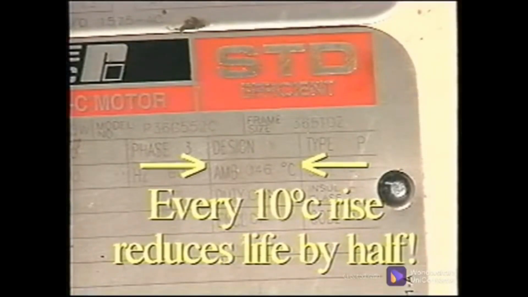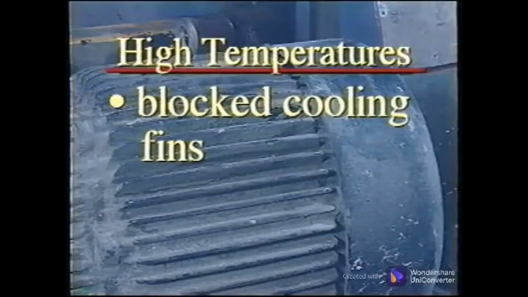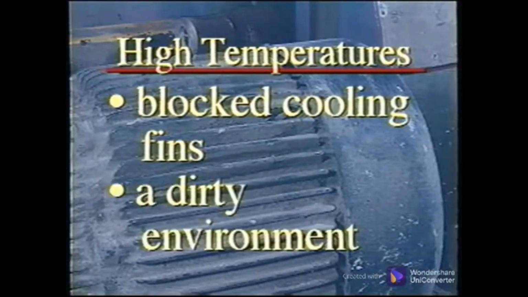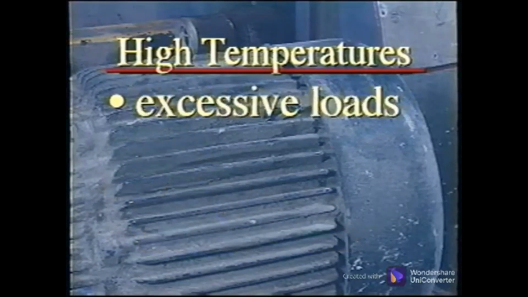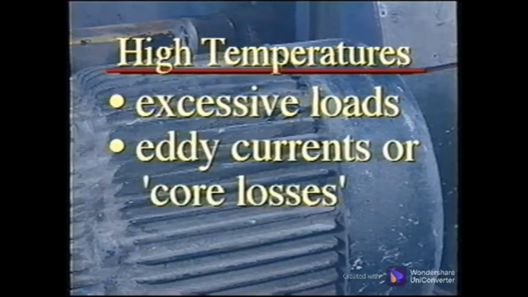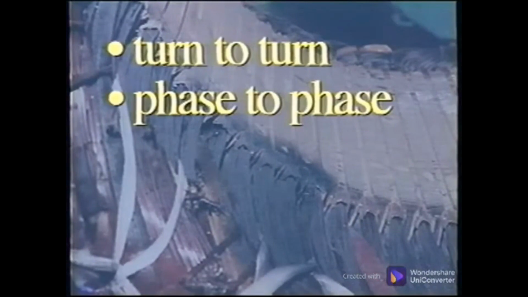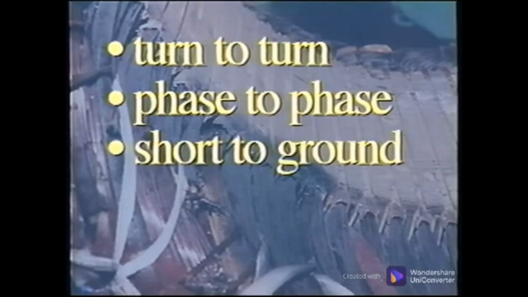The high temperatures can be a result of blocked cooling fins on the housing, a dirty environment allowing dust and dirt to accumulate in the windings, excessive loads, excessive eddy currents or core losses from shorts between laminations, or from open rotor bars or stator shorts. Insulation breakdown causes shorts from turn to turn in a winding, from phase to phase, or a short to ground.